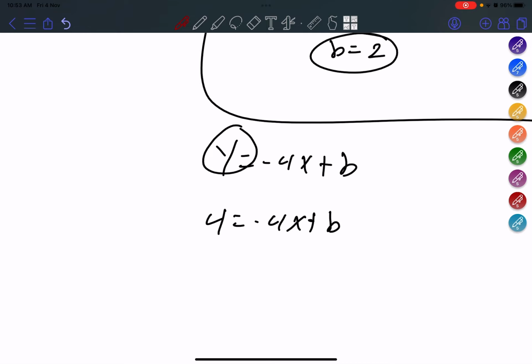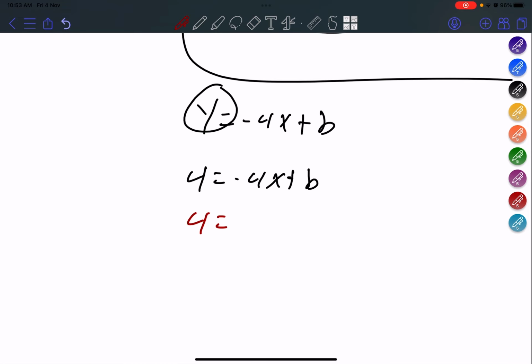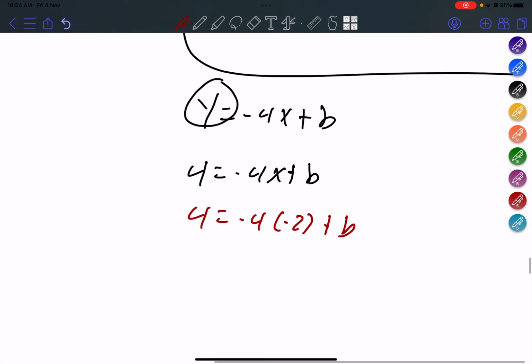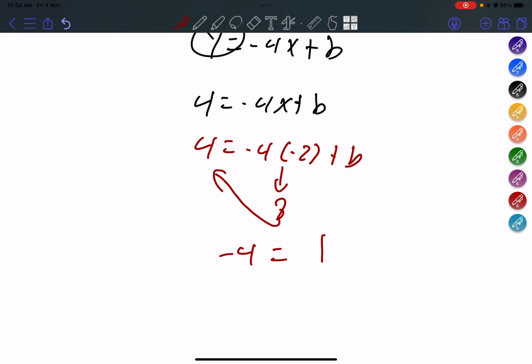Now let's substitute for the value of x. They said that x is negative 2. So it becomes here 4 equals negative 4 times negative 2 plus b. So negative 4 times negative 2 is positive 8. And let's put 8 to the other side, so it will give us negative 4 equals b.